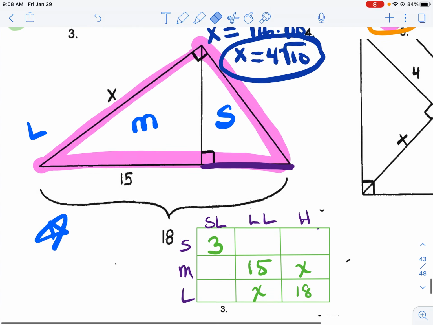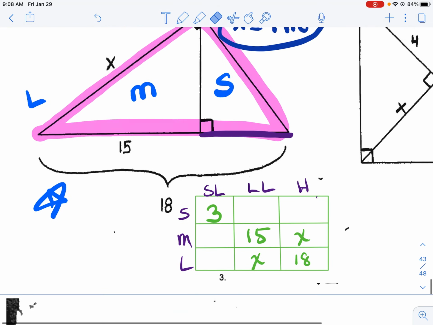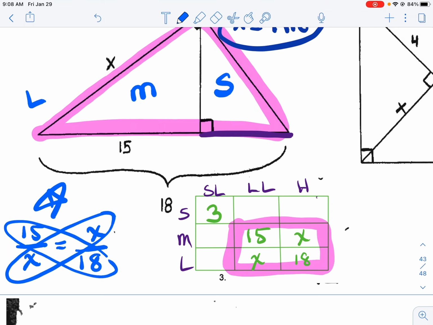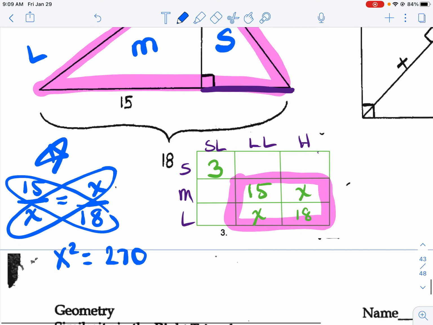Okay, so here's our chart. If you look at the chart, guys, you'll see that we have a little box here, right? So let's fill that in, make that into a proportion. Okay, we're going to cross multiply. So x squared equals, I gotta get my calculator out, my loves. 15 times 18 is 270. Okay, we're going to take the square root of 270.